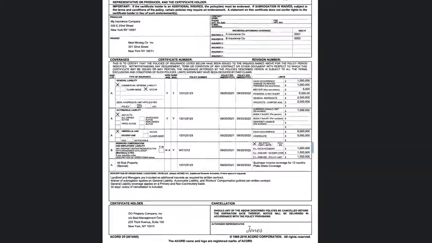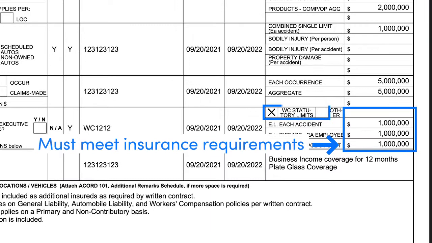Insurance requirements will often specify limits that are required for employer's liability, as well as per statute limits or limits in compliance with the state for workers' compensation. Both requirements need to be met. One does not satisfy the other.